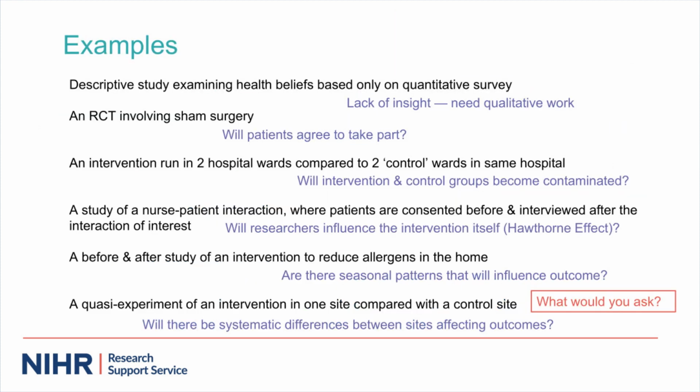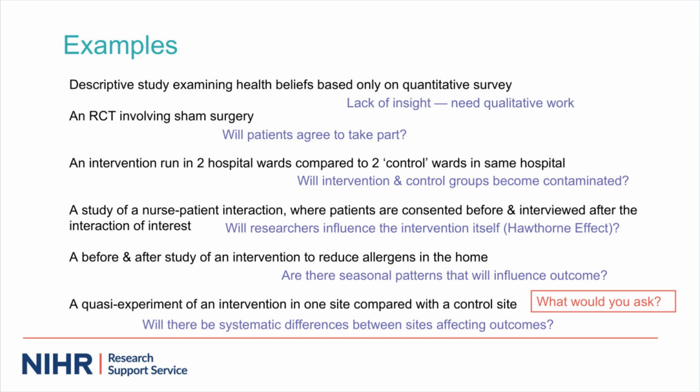A few examples of study designs that might cause problems or might raise issues. So if someone were doing a descriptive study examining the health beliefs of people based only on a quantitative survey, a question that a reviewer might come up with is, well, we'll have a lack of insight there. We really need some qualitative work. We're looking at health beliefs. A quantitative survey is likely to be quite superficial. An RCT involving sham surgery. Well, an obvious question is, will patients actually agree to take part?